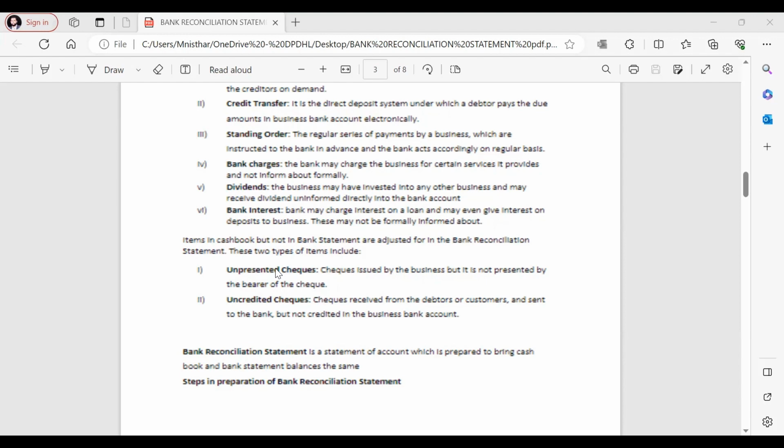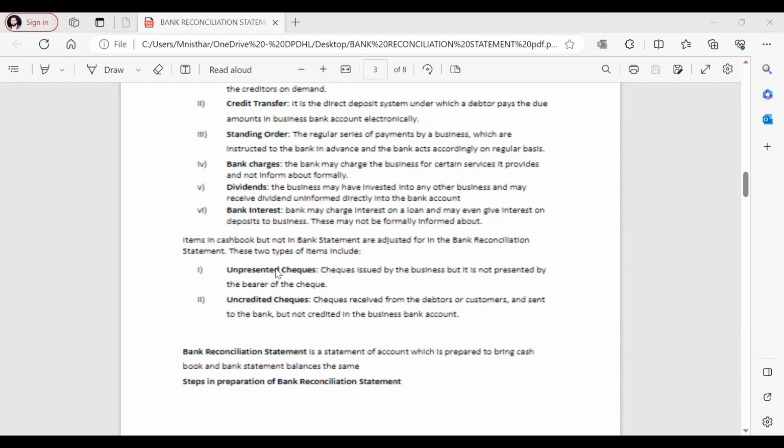Why? The check has not been presented by the bearer or the payee of the check. Understand? The bearer and payee are the same. So it is not presented by the bearer or payee, and the bank does not know. If the bearer goes and encashes the check, it will be recorded in the bank statement. In this case he has not presented it, so it is considered an unpresented check.